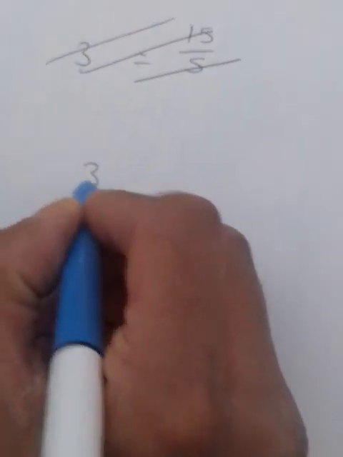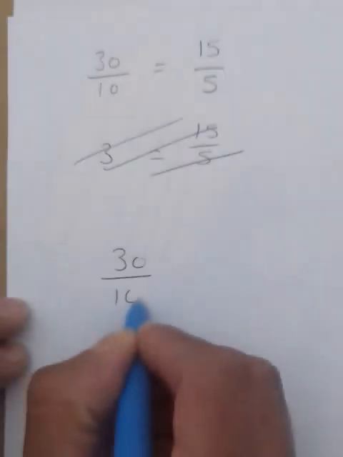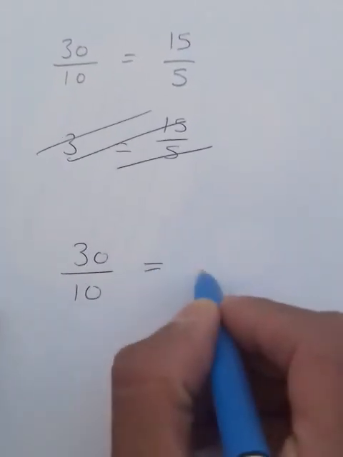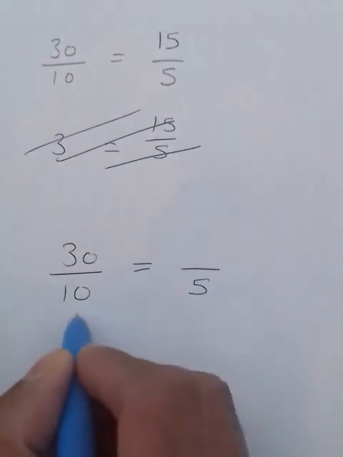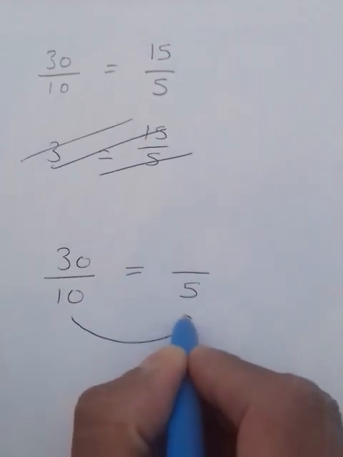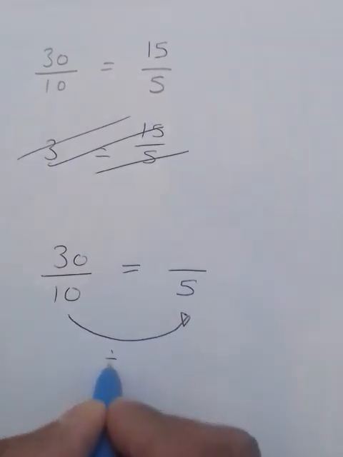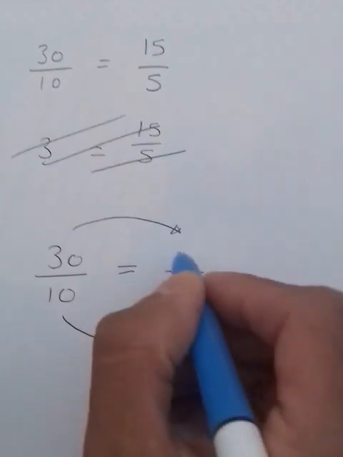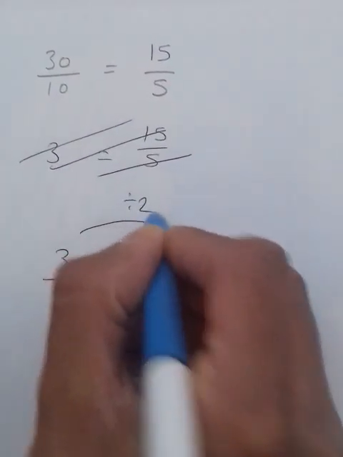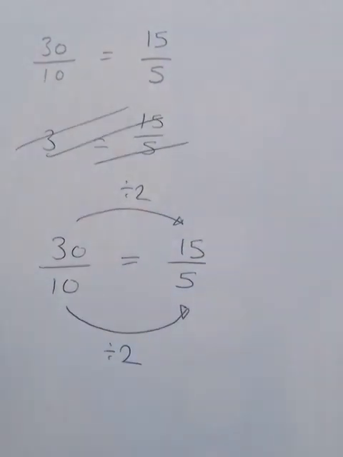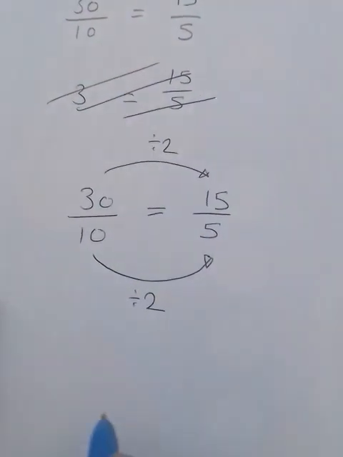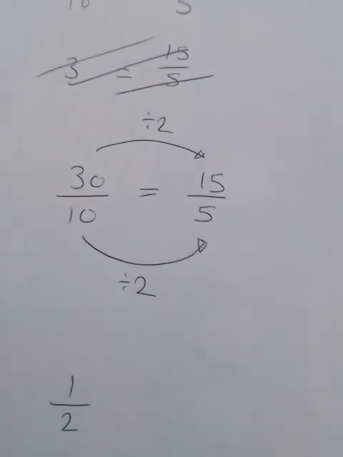Alternatively, what you can do is consider them as fractions when you're trying to work out equivalent fractions. So it's 30 over 10 equals something over 5. Look at the 10 and think, well, actually, what do we have to do to the 10 to make it into a 5? We divide it by 2. So we do the same to the top. 30 divided by 2 equals 15. 15 over 5.